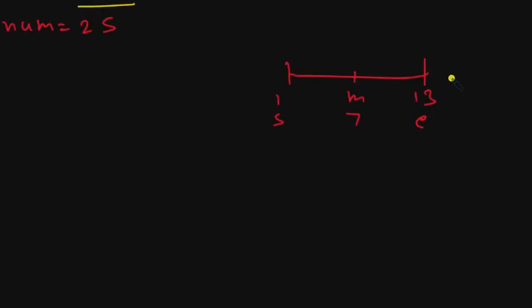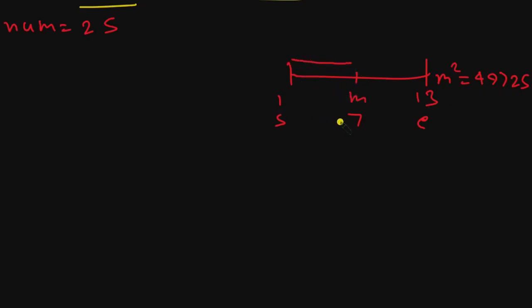First, we will find m square, 49, which is greater than 25. From there we can infer that the square root of 25 will be less than 7, because 49 is much higher than 25. So our square root of 25 will lie somewhere in this region only. So we will update our end. We can write one condition here as: if m square is greater than num, then we will update end equal to m minus 1. Okay, so now we will search only from 1 to 6.